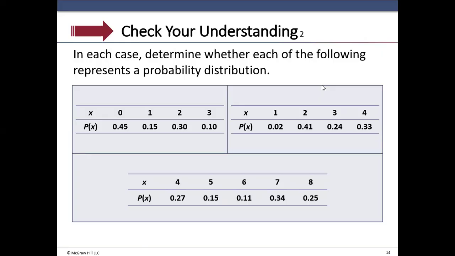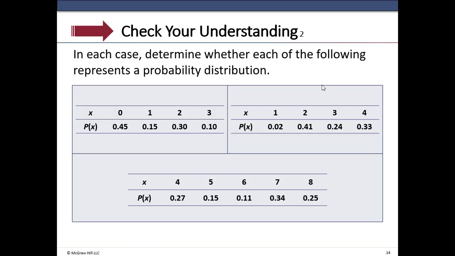How about the sum of the probabilities? 0.45 plus 0.15 is 0.6, plus 0.3 is 0.9, plus 0.1 is 1. Hence, the top left sum of the probabilities is 1. Therefore, this is a probability distribution. How about the second one? 0.02 plus 0.41 is 0.43, plus 0.24 is 0.67, and plus 0.33 is 1. It's fine. The second one on the top right is also fine.